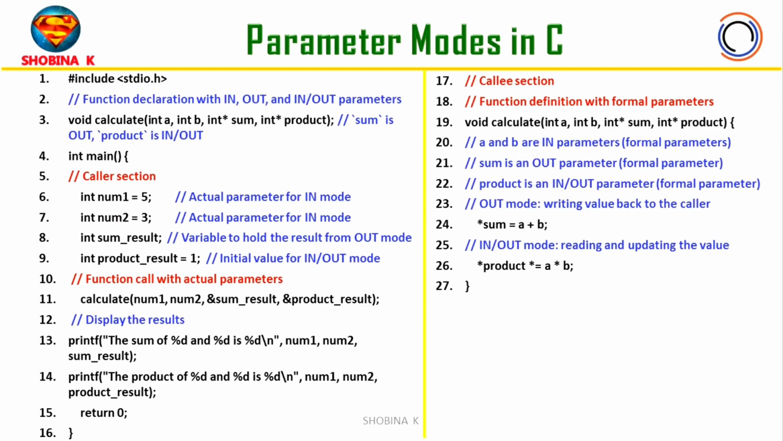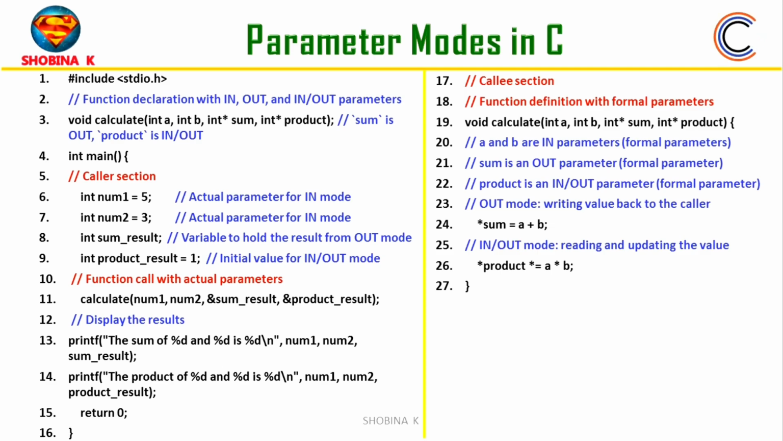This code incorporates in, out, and in-out parameter modes, clearly showing the role of caller and callee along with actual and formal parameters. First, include the necessary header files, and then we have a function declaration with in, out, and in-out parameters. Line 3 declares a calculate function. This function takes 4 parameters: 2 integers a and b, next a pointer to an integer sum, and another pointer to an integer product. A and b are in parameters, sum is an out parameter, product is an in-out parameter.